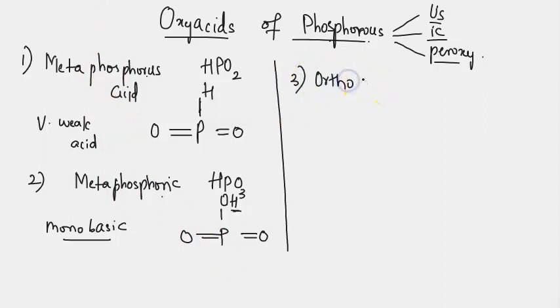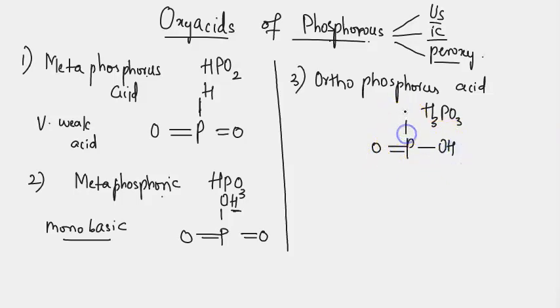Next one in the order is orthophosphorus acid. The formula of this compound is H3PO3. Write P at the center, connected to oxygen on one side, and since there are 3 hydrogens and 2 oxygens left, 2 will be OH groups and 1 will be an H group. So here 2 hydrogens are connected to oxygens directly, hence this is a dibasic acid. This is the orthophosphorus acid formula and structure.